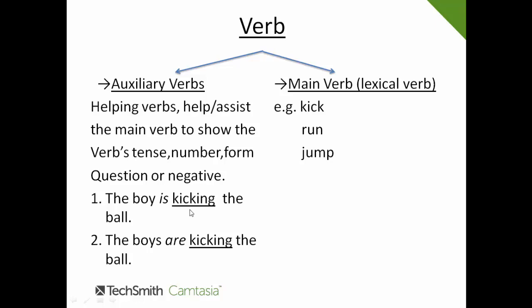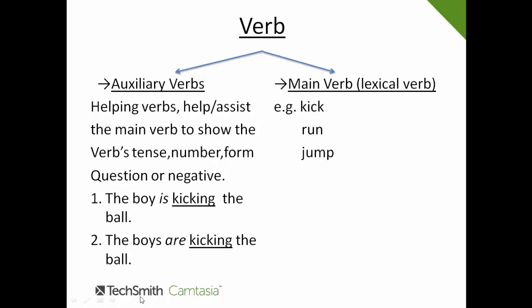Tense will be present continuous. We will see the concept of tense in the next chapter. So for now, understand the concept of auxiliary in terms of this example. What does an auxiliary verb do? It helps the main verb to express tense, number, to form questions or negatives. Here in the second example, the boys are kicking the ball. Here the auxiliary are expresses plural. It changes its form in helping the verb kick.